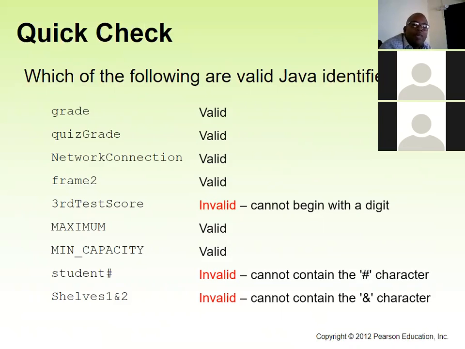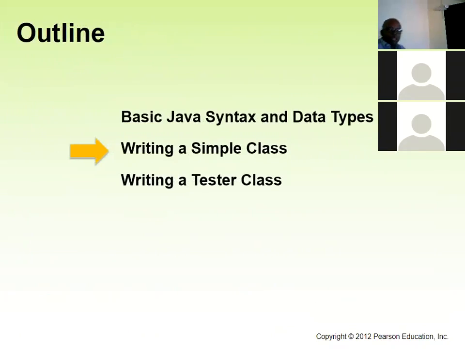All right, now if you say min maximum, as you see it here, it is reasonable to assume that it's a constant, right? If you see network connection, it's reasonable to assume that it's a class, or an object, right? Good. And quiz grade, it's kind of not what we would usually use, right? But grade is a primitive type. Anyway, more on that later. All right, so any questions on basic Java syntax and data types?